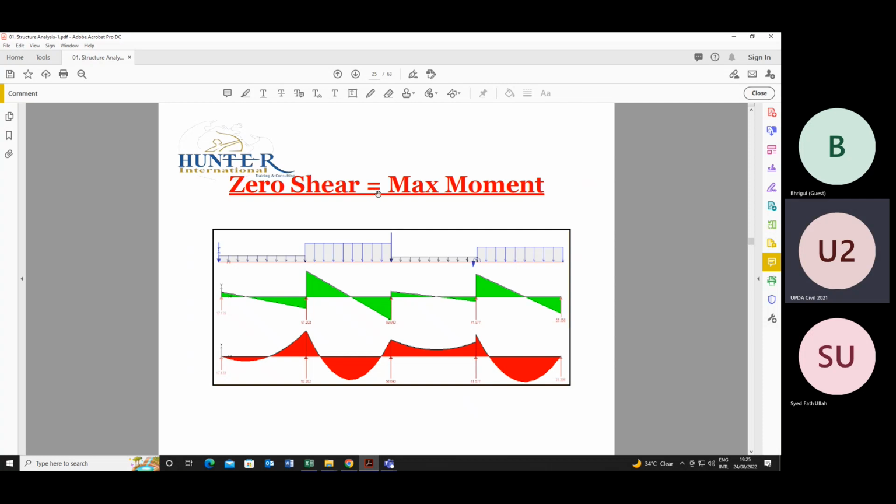Zero shear is equal to maximum moment. Always, the bending moment will be maximum where the shear force will be zero. Where shear force is zero in that section, the bending moment will be maximum.